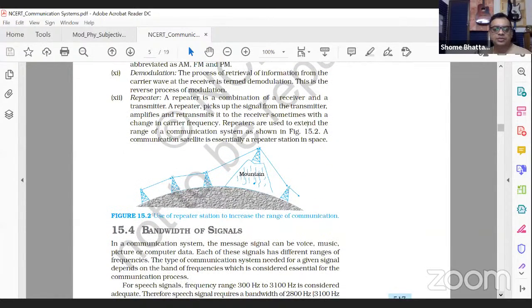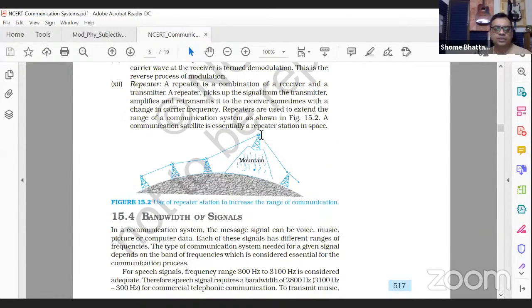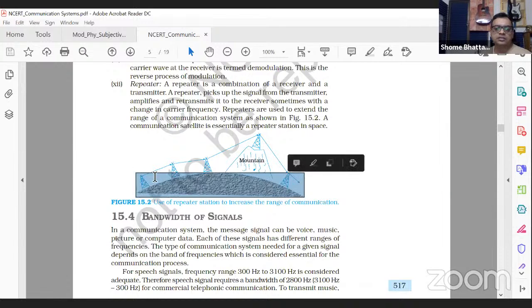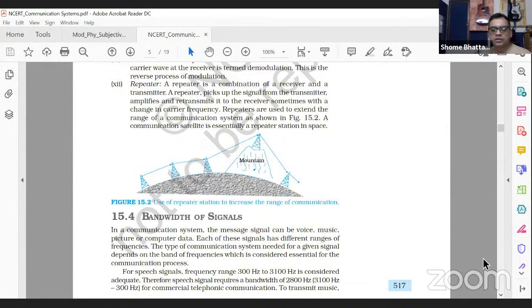So a repeater can be used to increase the range of transmission, as you can see. Each of these towers is doing the job of a signal repeater. Whereas at the top of the mountain, you might have the transmitter, or you might have the transmitter here and the receiver here. In between, you have all the repeaters.